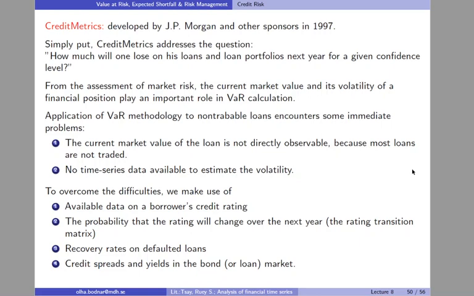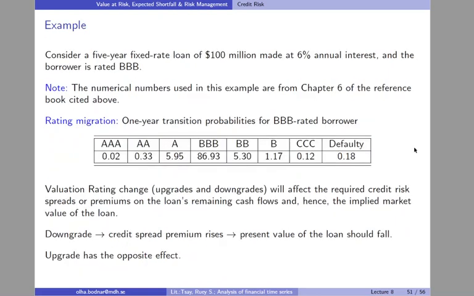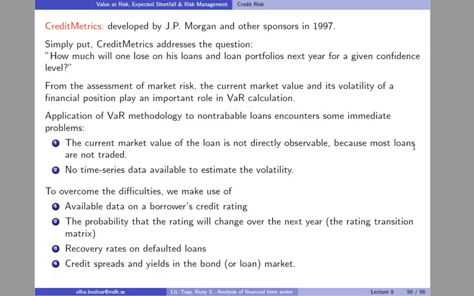So we basically would use this data to build proper estimates and be able to work with as much precision as we can. For an example, let's say we have a loan of 100 million, 6% annual interest, and the borrower is rated BBB. The numerical numbers used in this example are from chapter 6 of the reference book cited above.